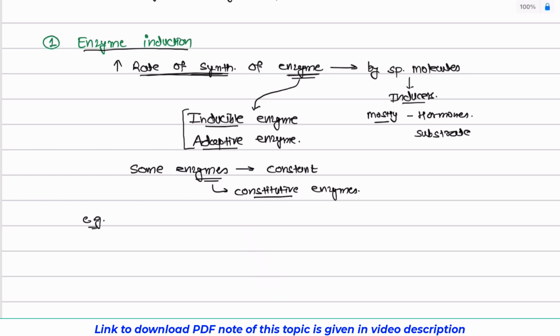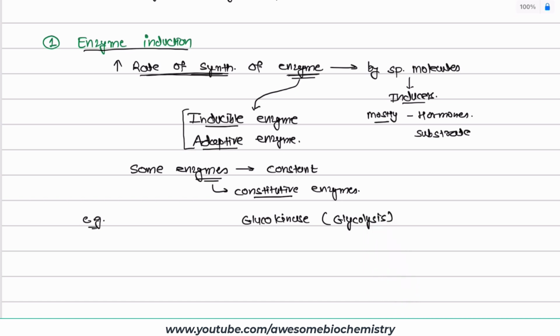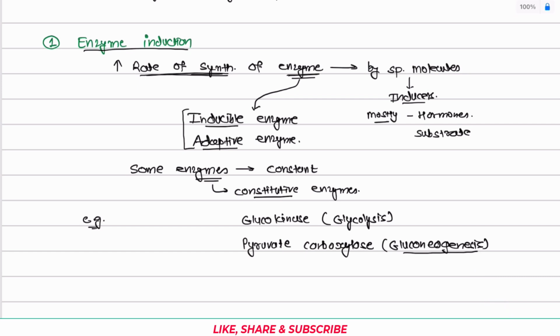So we have two very good examples. The one is glucokinase, and this enzyme is of the pathway glycolysis. Glycolysis is the pathway by which glucose is broken down. And the second enzyme is pyruvate carboxylase. Pyruvate carboxylase is an important enzyme of the pathway gluconeogenesis. Gluconeogenesis is the pathway by which new glucose molecules are synthesized from non-carbohydrate sources. So here we have two opposite pathways. One is glycolysis, that is breakdown of glucose, and the other one is gluconeogenesis, which is the synthesis of glucose.